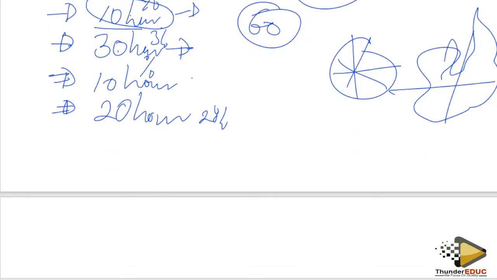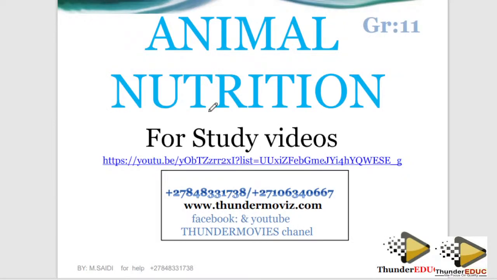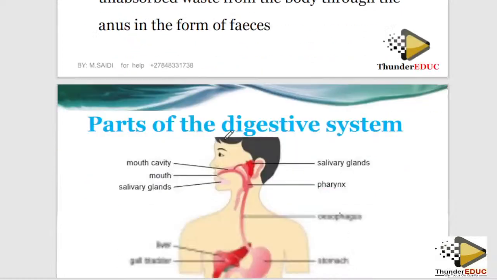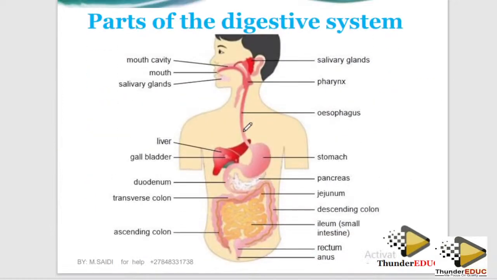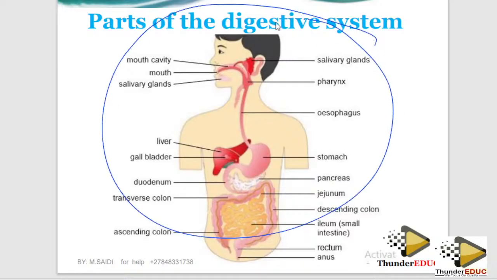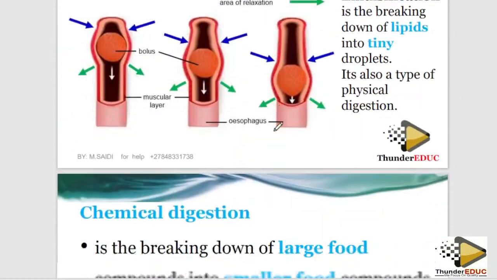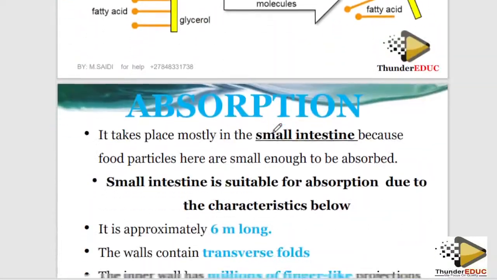Then when you go to the next question, it's going to be on animal nutrition. Obviously, when you talk about this, there is no way if we bring here, we like 2 things, 3 things. Obviously, this structure, you must know it. The digestive system, you must know it. We like the structure of the virus.